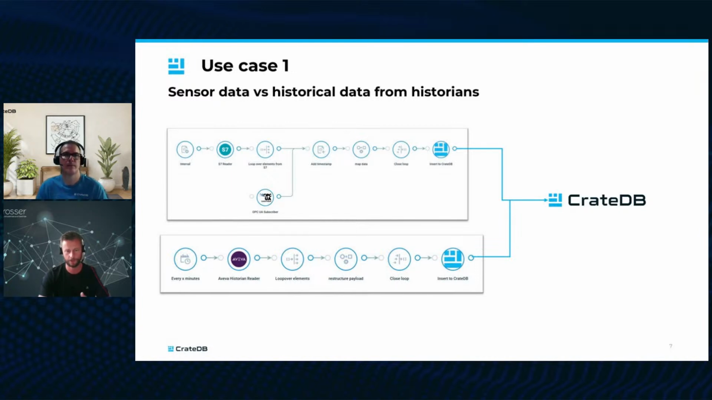For the OPC interface, we subscribe to data tags that we are interested in, and whenever there's a change, we generate a message that goes through this flow. On the S7 part, we actively poll a set of data every X seconds. The good thing about this approach is that we, to some degree, combine a batch approach from the S7 with a streaming approach on the OPC UA. But in the end, for the CrateDB part of things, everything looks the same.